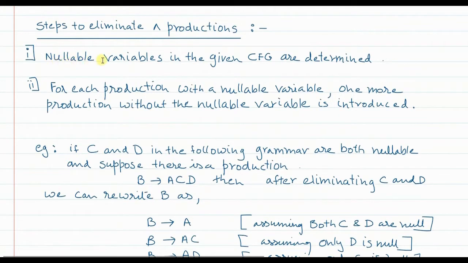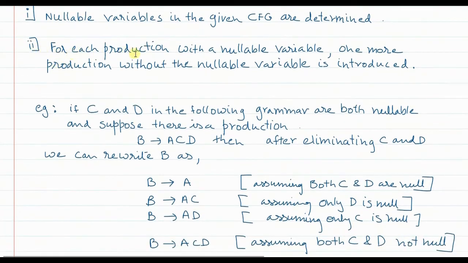First, nullable variables in the given CFG are determined. So, when the grammar is given to you and you need to eliminate the null production, the first thing you need to do is identify which are the nullable variables. Second, for each production with a nullable variable, one more production without the nullable variable is introduced.